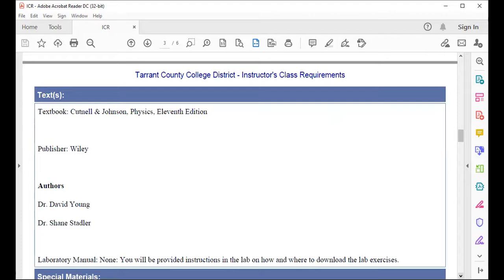I guess before I move on, are there any questions about anything I've talked about up until now? Okay. This next section I talked about. I showed you what the textbook is. Again, the official textbook is Cutnell Johnson, publisher Wiley. The actual authors are Dr. David Young, Dr. Shane Stadler. There is no laboratory manual in this class. Again, as I showed you, there are laboratory exercises that are on Blackboard.